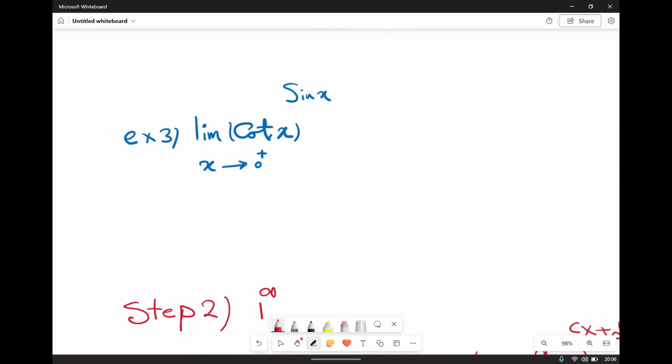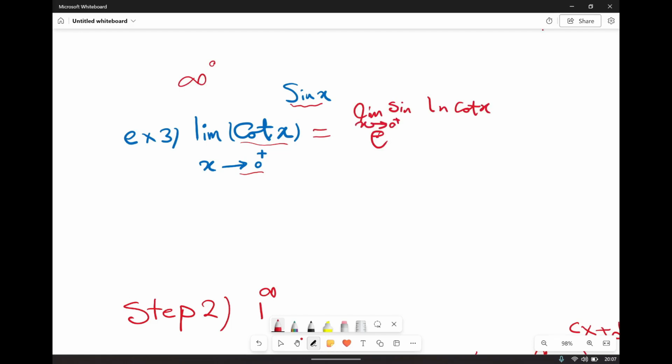But another question: exactly when we put a positive 0 in here, we know the cotangent at positive 0 is infinity and the sine is 0, and the type is infinity power 0. We can use this trick: e power limit of sine x ln cotangent x, x goes to positive 0.